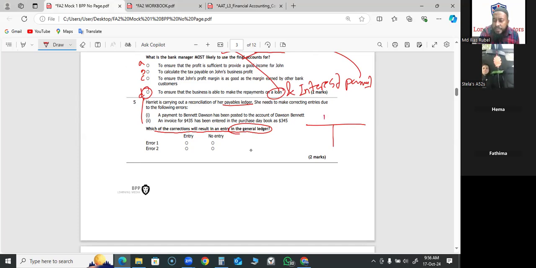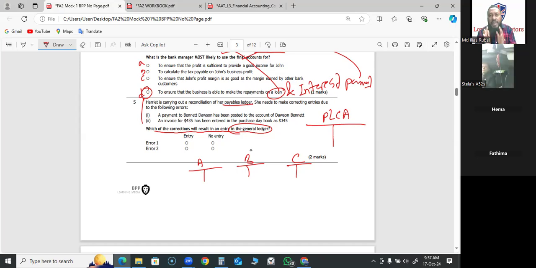Do you agree that PLCA, purchase ledger control account, is a combination of all the payables accounts here? Like you have supplier A, you have supplier B, you have supplier C. What do you do with the suppliers? You buy from them goods on credit, don't you? Then after 30 days, you pay them. Then you may return goods to them, don't you?